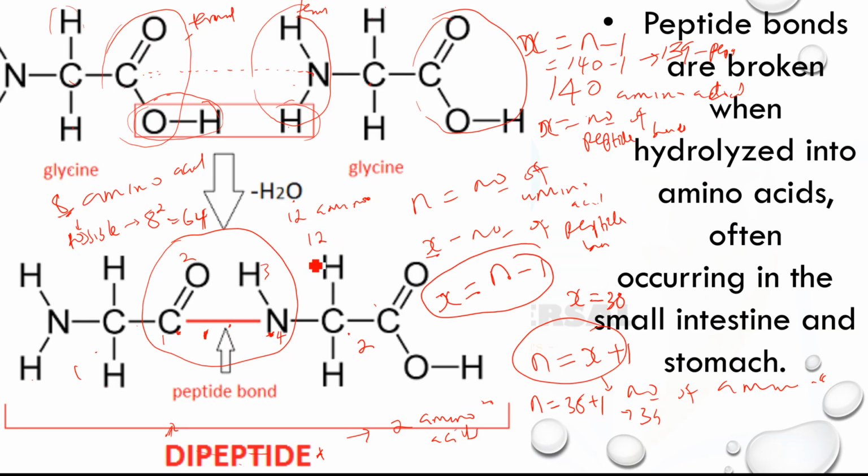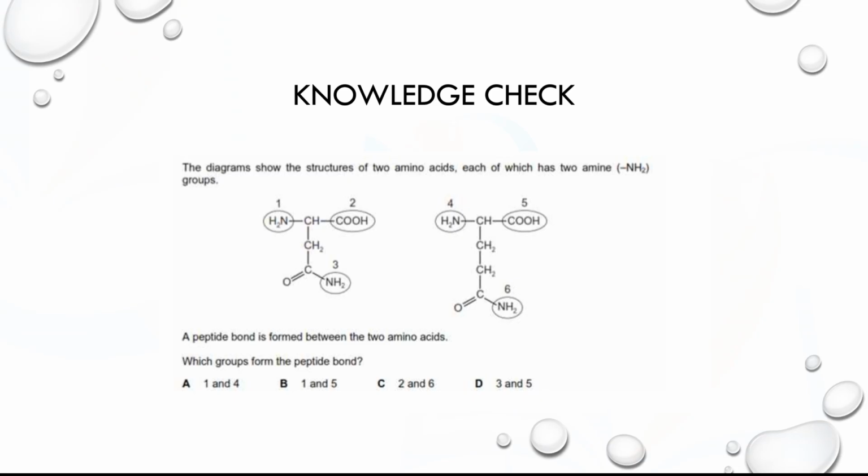Just say 12, all right, is number of amino acids raised to the power 2, which is 144. Don't forget that. Right, let's go to the next one. Knowledge check. The diagrams show the structure of two amino acids, each of which has two amine groups. Yes, amine groups. So you can see what I'm trying to say, right?